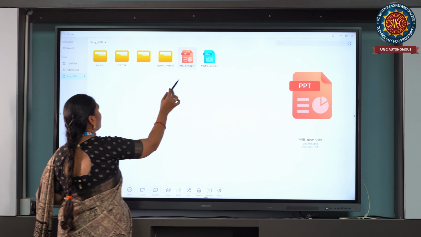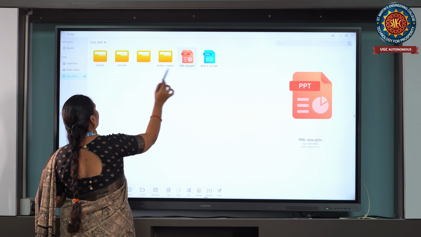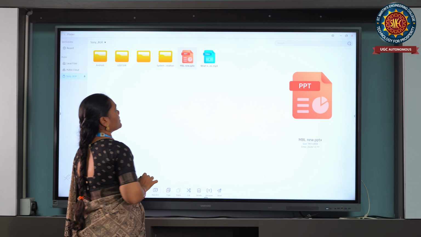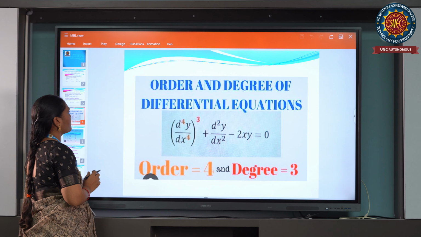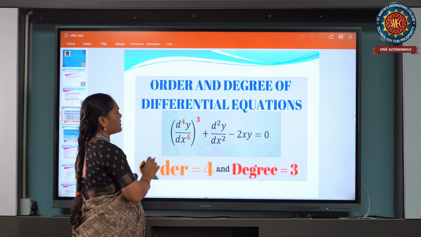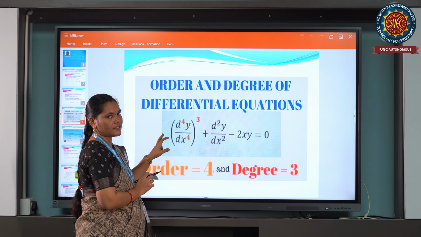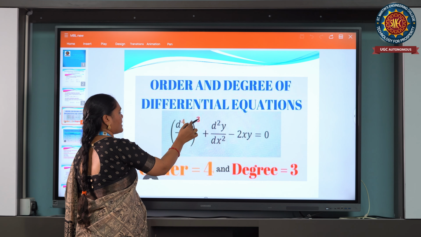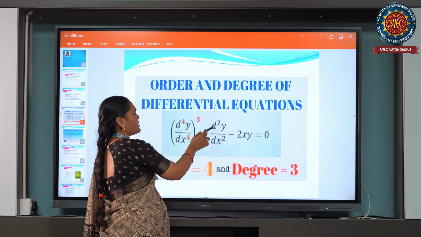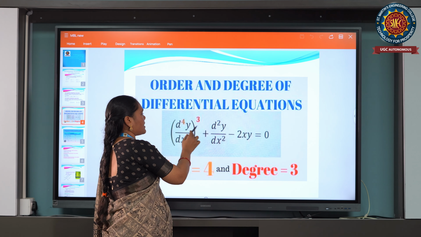Next, now we have to discuss order and degree of a differential equation. This is an example of order and degree. Observe here, the order is 4 and the degree is 3. Here order 2 is not considered. The highest order is 4, so we write order is 4 and degree is 3.